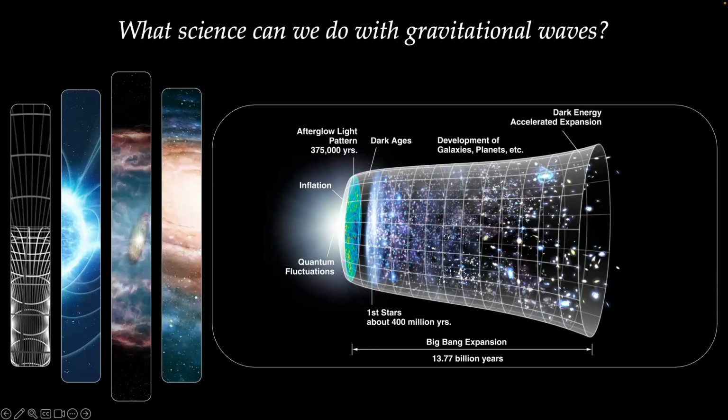Then you could start observing light at 375,000 years after that. And then 400 million years after that, you had the first stars. These stars took a while to clump together, and then you have galaxies coming out much, much later. So this is our 13.77 billion year universe. And because gravitational waves happen at many different times in the universe, we can see how this changes with distance.